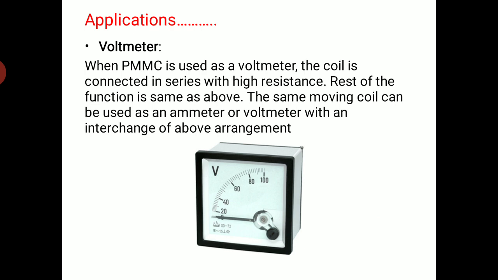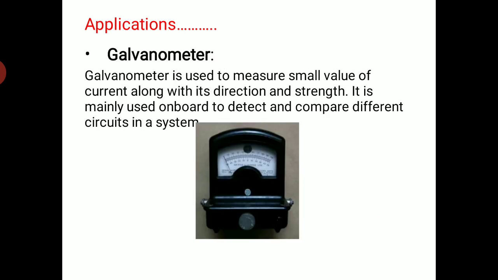PMMC can be used as a voltmeter. The coil is connected in series with a high resistance, so it can be used for measuring voltage values. It can also be used as a galvanometer to detect very small values of current, their direction and strength. It is mainly used to detect and compare the different currents in circuits in the system.